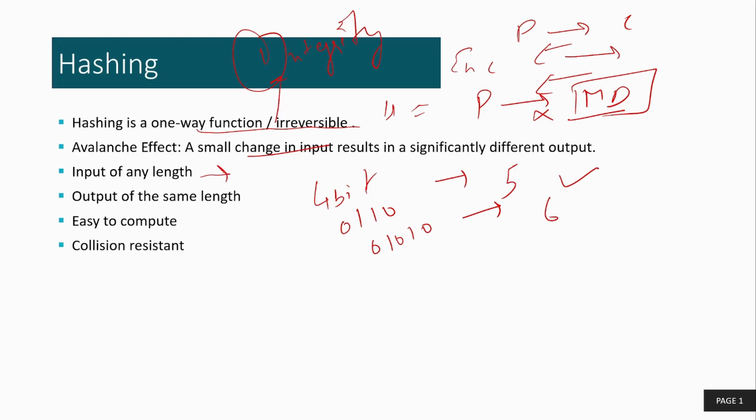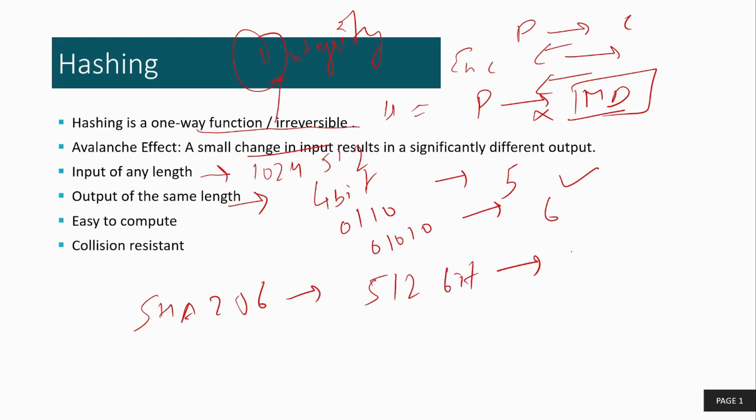Input of any length means you can enter as many bits as you want, like 1024, 512, whatever, and the output will be of the same length. So if you are using the SHA-256 algorithm and you enter 512 bits as your input, your output message digest would be 256 bits. If you use 1024, it will be the same. Similarly 2048, all of these will give a 256-bit output.